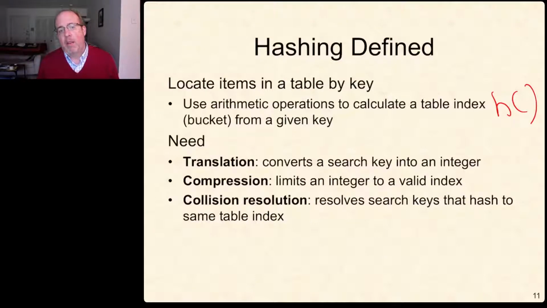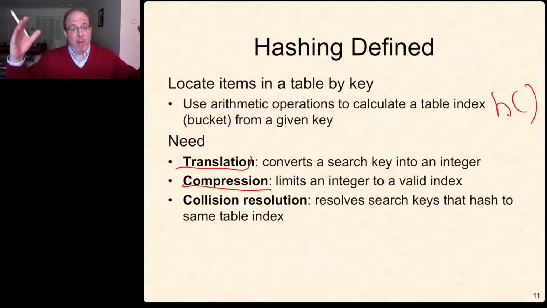Okay, so there are 3 pieces we need to make this work. The first is a translation step. Translation, given a key, converts it to an integer. Now that integer itself may be bigger than the table size that we have, so we then take that integer and pass it to the next stage, which is called compression. And compression limits the integer into a valid index inside this table that we've created.